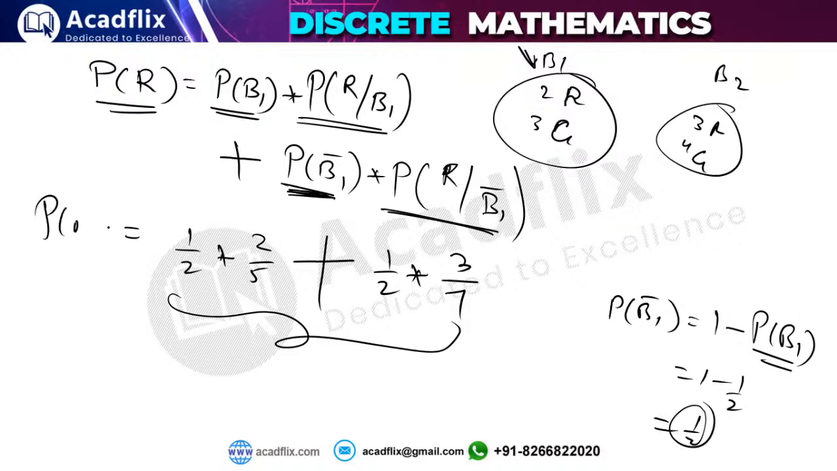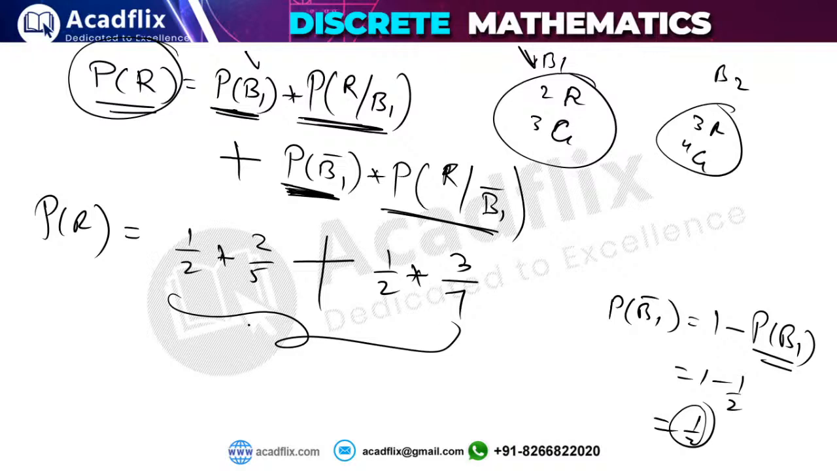The probability of R. So actually we have applied the Bayes formula. Actually I told you, if you want to find the probability of R, then what you have to do? Either this event B will occur or this event B will not occur. If event B is occurring, multiply this with probability of choosing R given that B1 is occurring, or probability of B1 not occurring multiplied by probability of R given that B1 is not occurring.